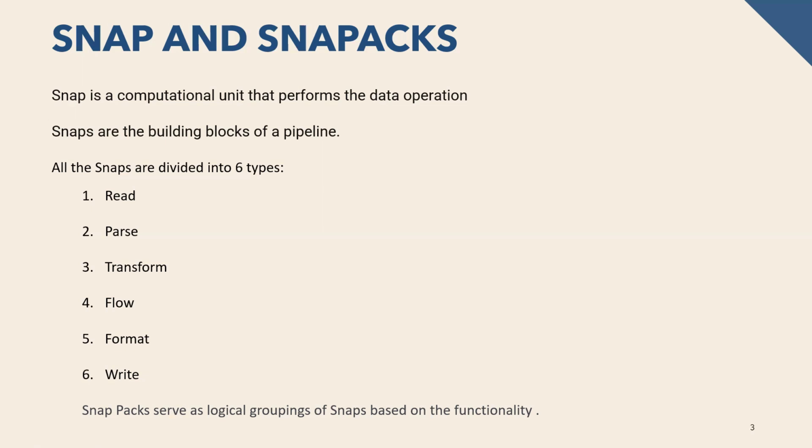Now again, these snaps are categorized into six types. One is read and write, and the others are parse, transform, flow and format. The snaps are divided into these different types based on their functionality.